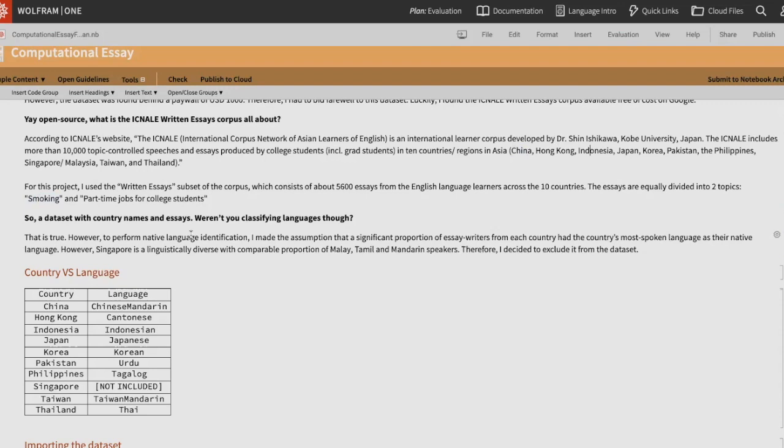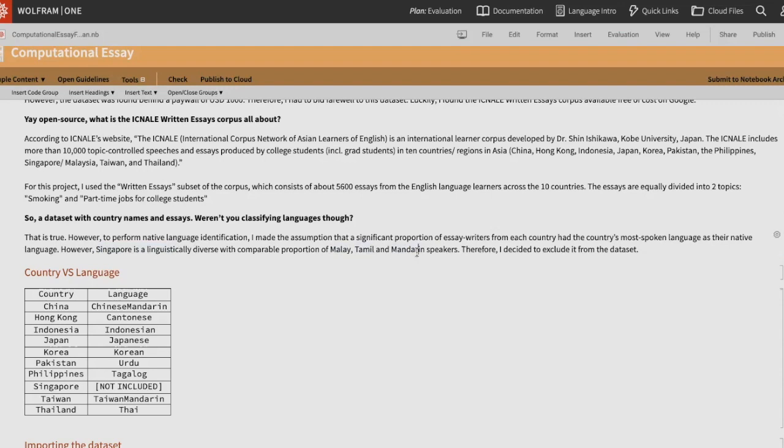And the idea and the concept of native language is very debated around the linguistic community. How can you tell what's the native language of a given country? Countries like Singapore, they are so linguistically diverse with comparable portions of population speaking Malay, Tamil, and Mandarin. How are you supposed to tell what's the native language of a given country? And that is something where I face some struggle with.